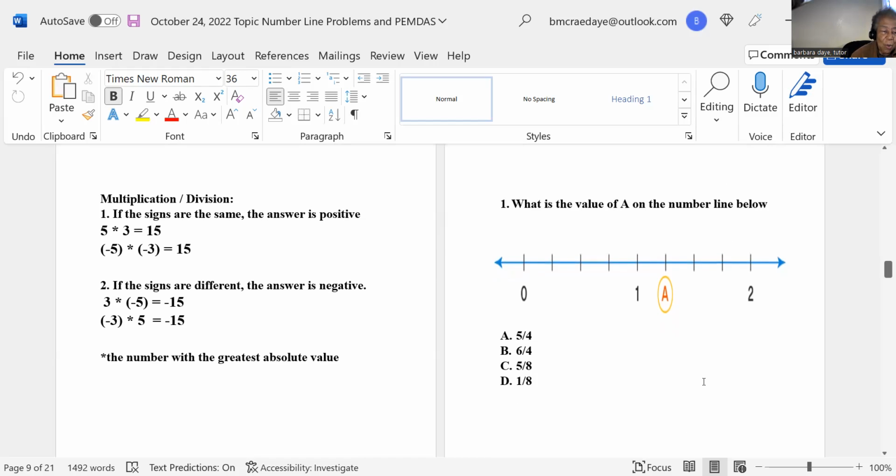So knowing that, which answer would you pick here? 5/4, 6/4, 5/8, 1/8. Now you wouldn't pick C or D because we've got it divided into fourths, right? So it has to be between A and B. Which one would you say? I'll say A. Very good, Marietta. That's right, because 1 and 1/4 is 5/4.